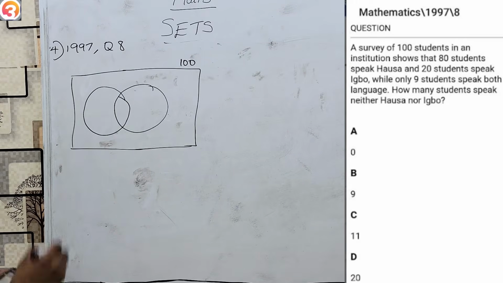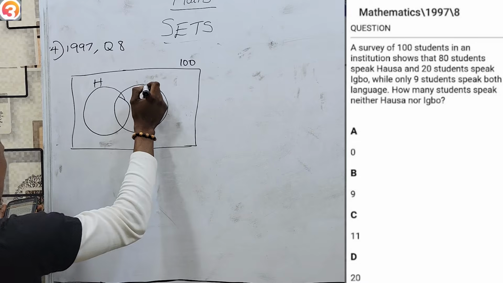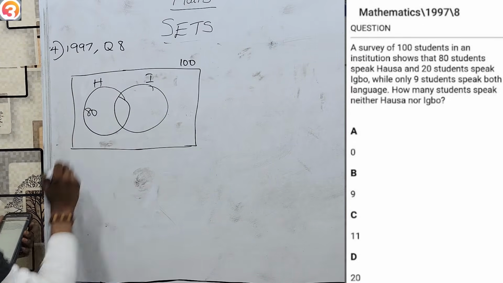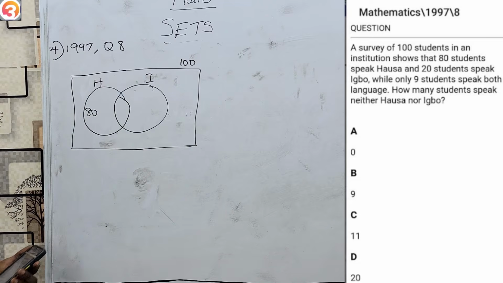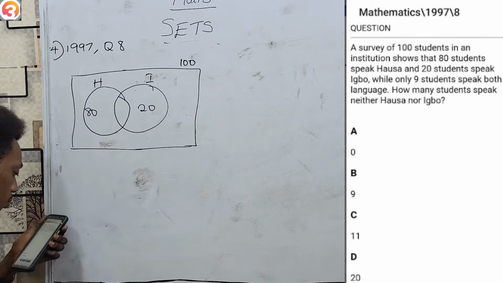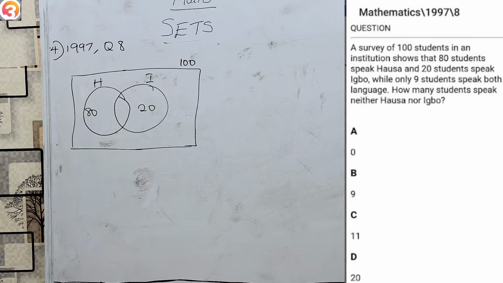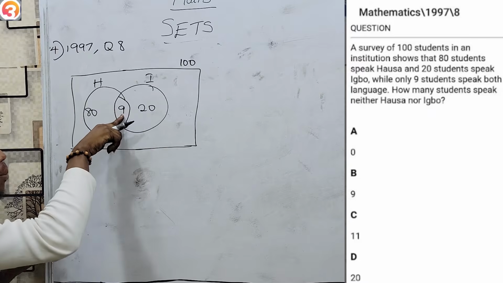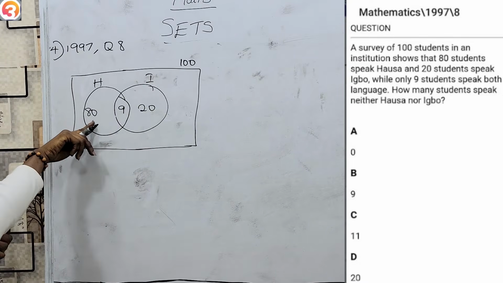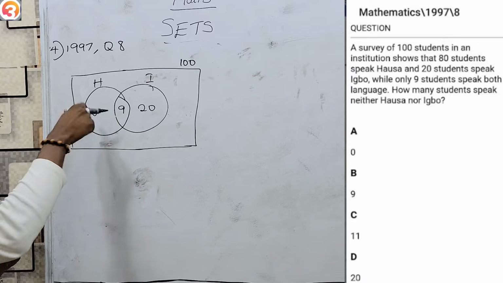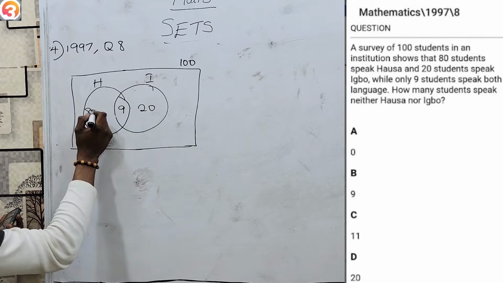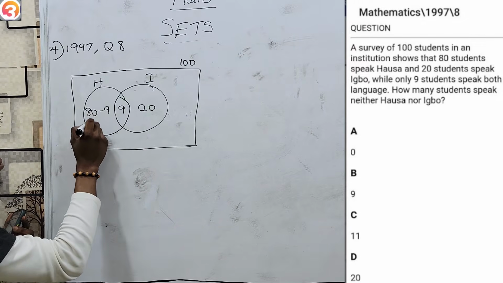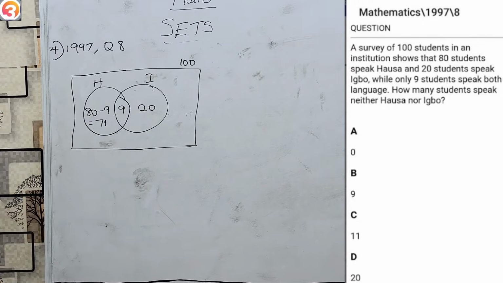That 80 speak Hausa. Let's get the Hausa column. And this is the Igbo column. 80 speak Hausa, so there's 80 here. And 20 speak Igbo, while 9 speak both. Now that 9 that speaks both should come here. But remember, this 9 was already included within this 80. If I'm speaking both, I was already among those that can speak Hausa, which means those speaking Hausa only become 80 minus 9, which is 71.